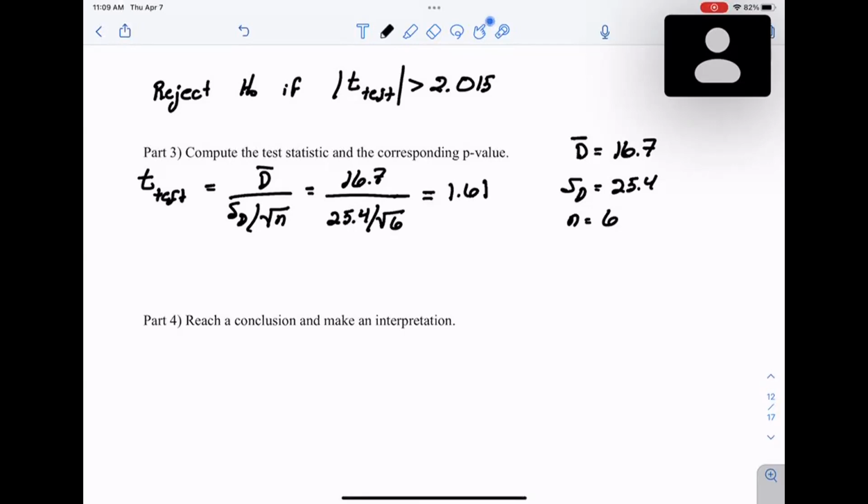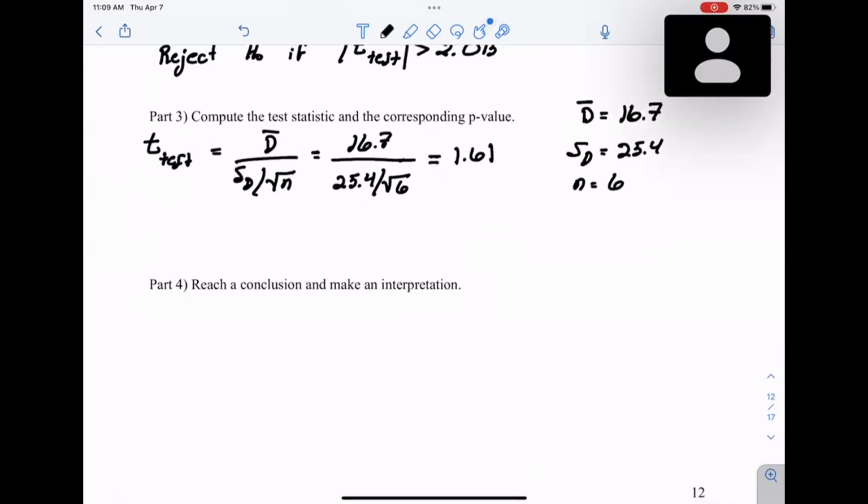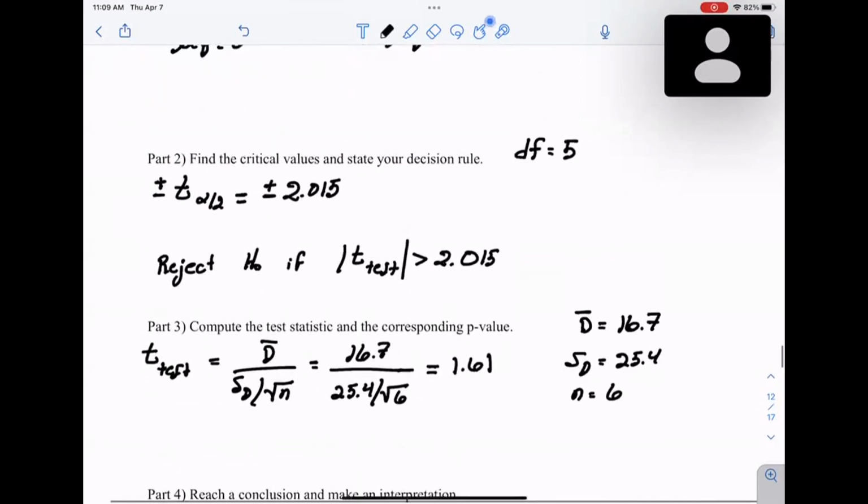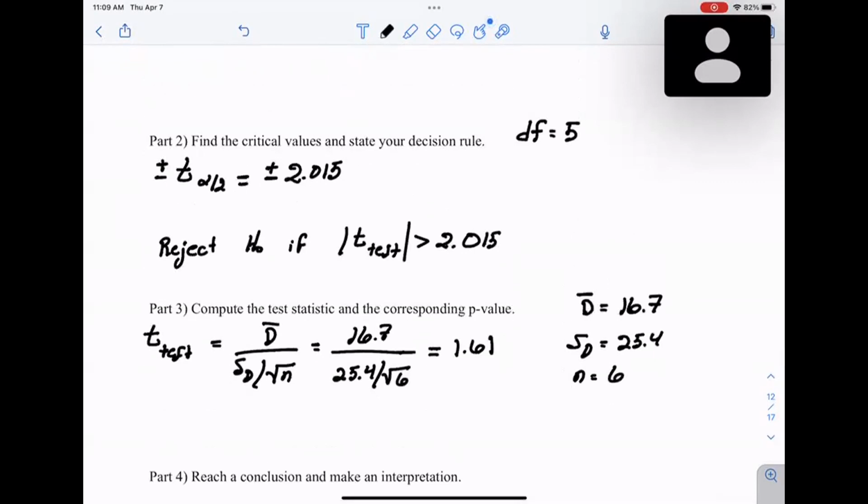So it says find the corresponding p-value. I don't really expect you to do that. Do you want me to show you how to do it or not? Okay, great. It's on the calculator. We usually show you how to find a range of p-values, but that's not on your homework anymore.